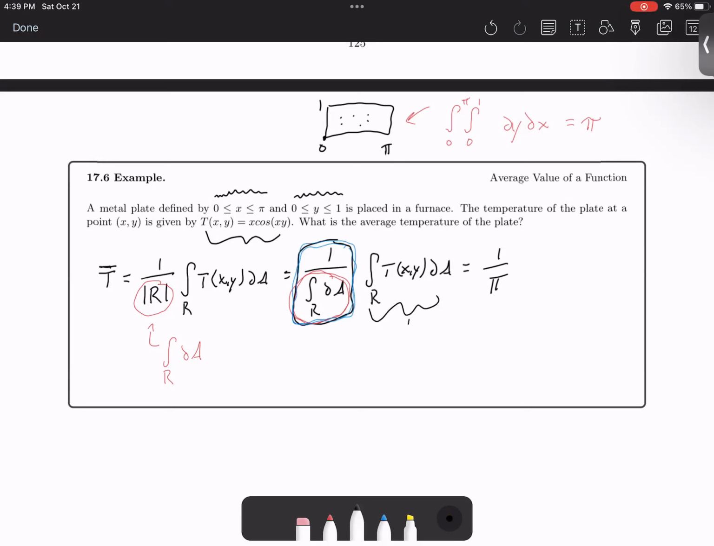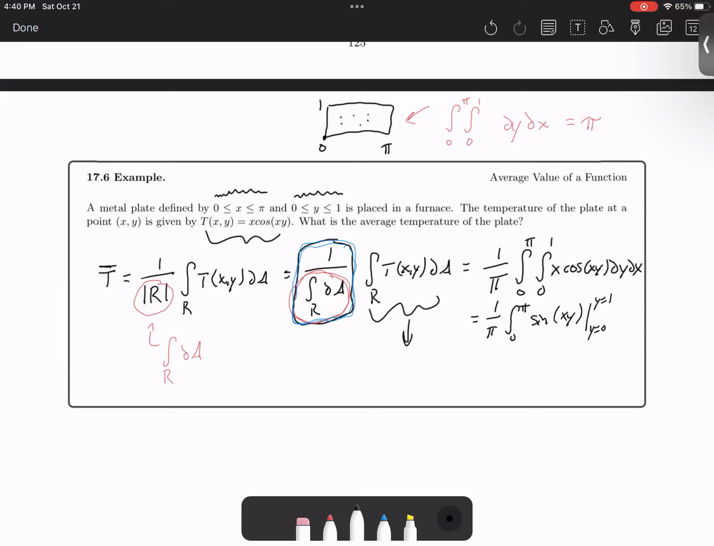And now to work on the integral of the temperature function. So we need to integrate from 0 to pi in the x and 0 to 1 in the y, the temperature function, which is equal to x cosine xy. And our order of integration is y, x. All right, performing the first integral, we leave our outside integral alone, and we end up with sine of xy evaluated between y equal to 0 and y equal to 1.